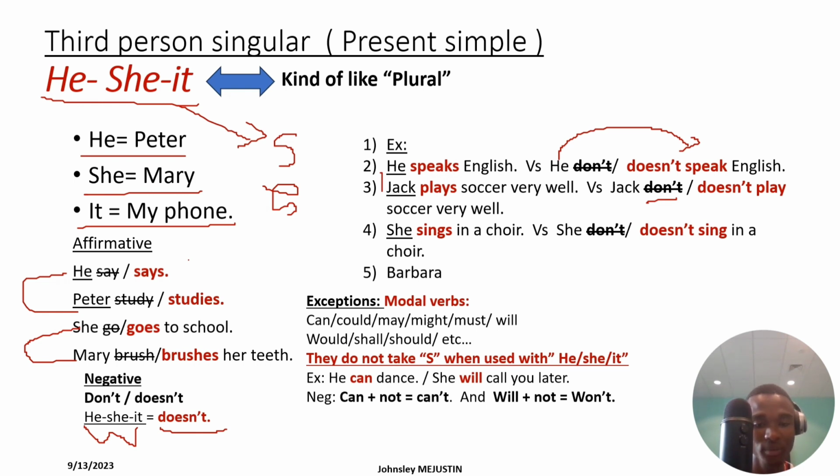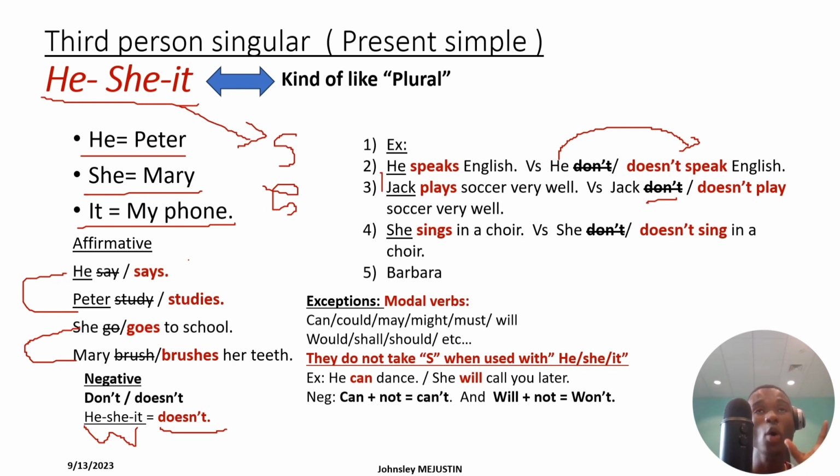Okay? She sings. She sings in a choir. Li chante dans un choral. C'est pas she don't, mais c'est she doesn't sing in a choir. Li pas chante dans un choral. She sings in a choir. She doesn't sing in a choir. Alright? But we have some exceptions.